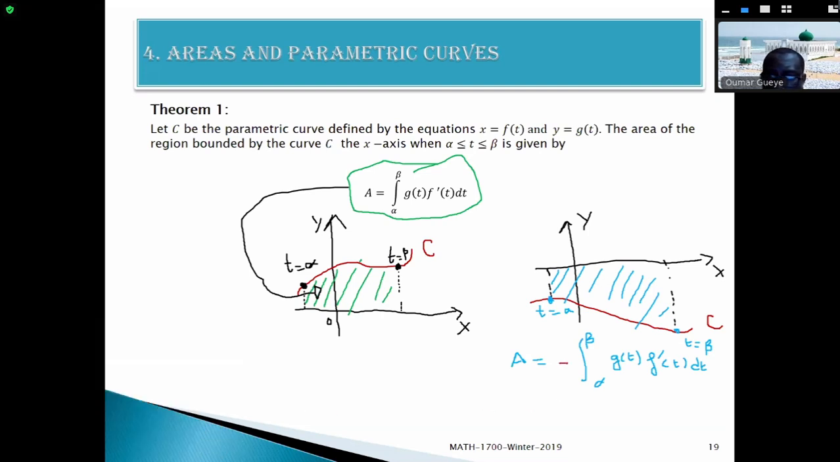And we have minus here. So basically it means when your curve is above the x-axis, to calculate the area, you have to use the first formula. And when the function is below, you apply the same formula, but you have to multiply it by -1 in order to make it positive. Okay? So next we're going to do an example and we'll see how to apply this formula.